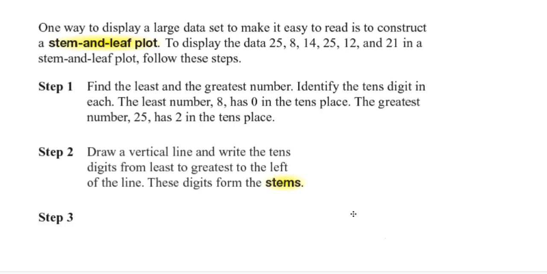Draw a vertical line and write the tens digits from the least to the greatest to the left of the line. These digits now will form our stems. So 0, 1, 2, that's our vertical line, and these are the stems. Where did our stems come from? Our least number is 8. It has 0 in the tens place. Our greatest number is 25. It has 2 in the tens place. So our stems start from 0 to 2, and we have now 0, 1, 2 as our stems.